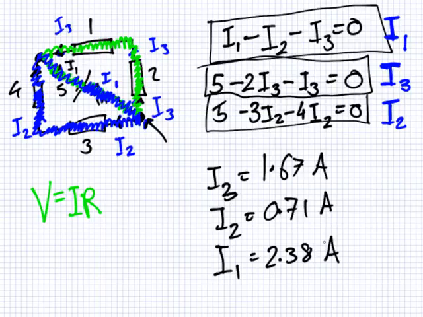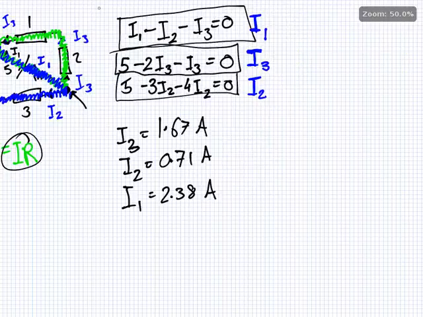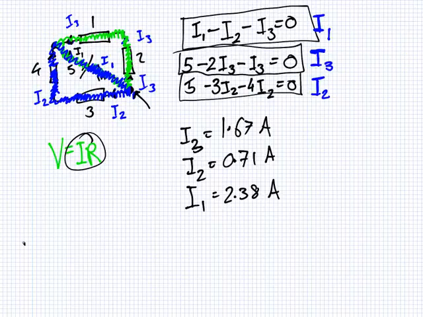Now, could I get the voltages? Yeah, how do I get the voltages? I just use this formula. So the voltage here will be I3 multiplied by 1. So let's finish by getting the voltages. So we'll call this 1. V1 will equal I3 times 1. So that's 1.67 volts.